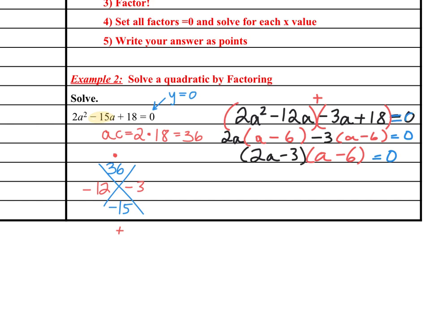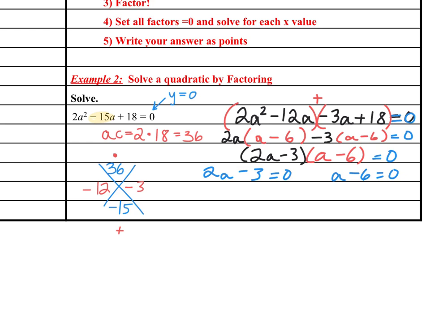Okay. Now we need to set both those equal to 0 and actually get the x-intercepts. So this is a quadratic written in what we call intercept form. So we'll have two equations. We'll have 2a minus 3 equals 0 and another a minus 6 equals 0. Notice I'm setting both my factors equal to 0. Solve both.